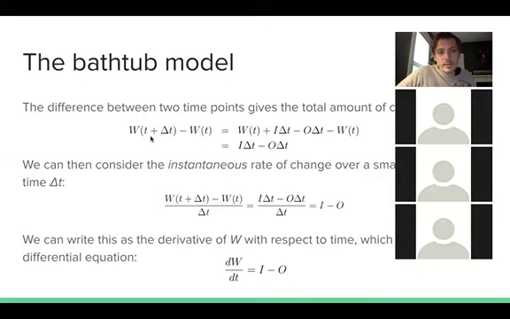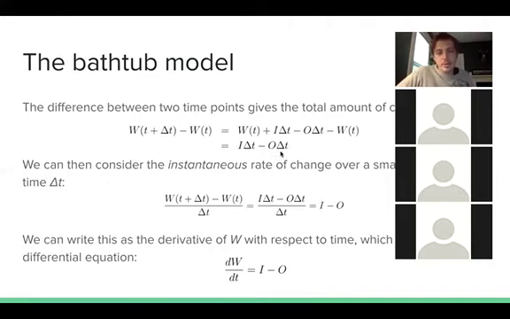So if we take the difference in the amount of water in the tub at these two times, we can calculate the overall change in the amount of water between these two time points, which we can do with a little bit of very simple algebra. We see that the overall amount of water that's changed will be equal to I times delta t minus O times delta t.